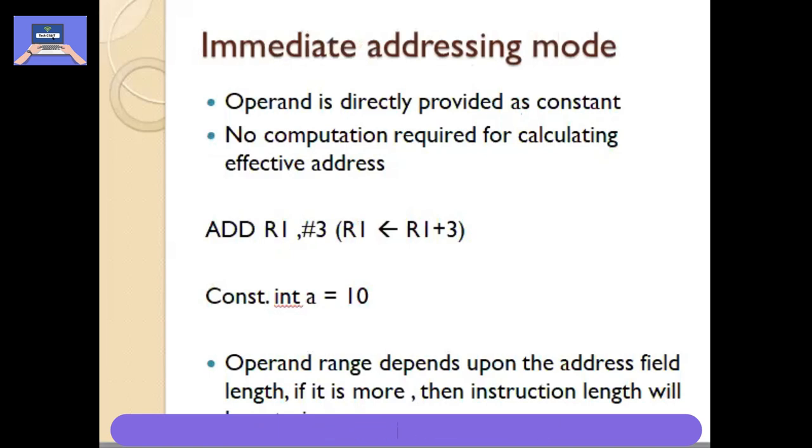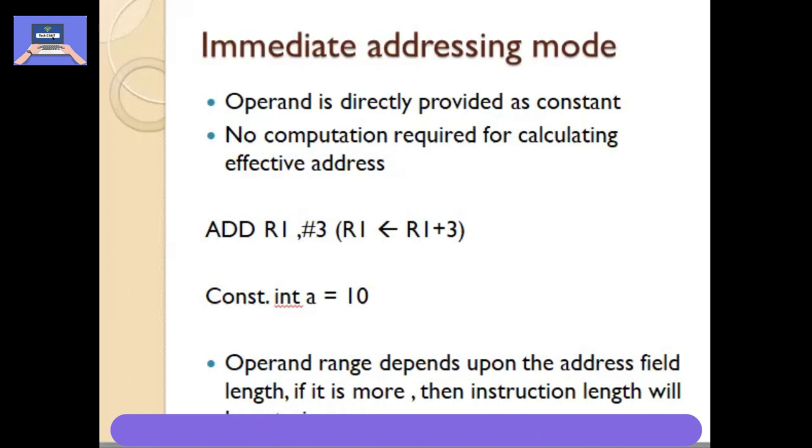Now, in the immediate addressing mode, the operand is directly provided as a constant. So no computation is required for collecting the effective address. For example, an add operation with R1 plus 3, or a constant integer A equals 10. They are both examples of the immediate addressing mode. The operand range depends upon the address field length. If it is more than the instruction length, it will have to increase.